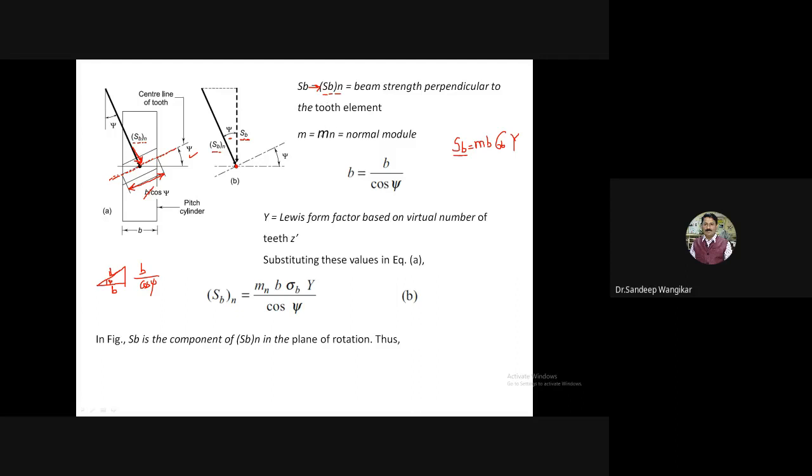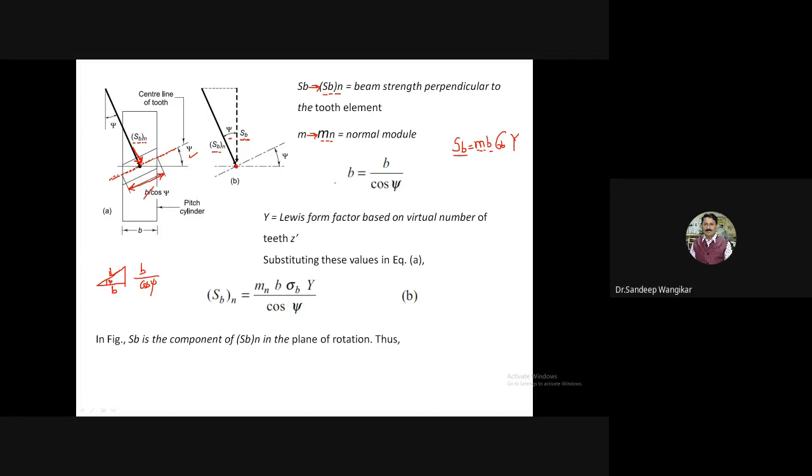Next, m is the module, so this is for spur gear. In our case, m will be replaced by mn, that is the normal module. In this case, we have considered the face width in this plane, but now it is in the inclined perpendicular plane.